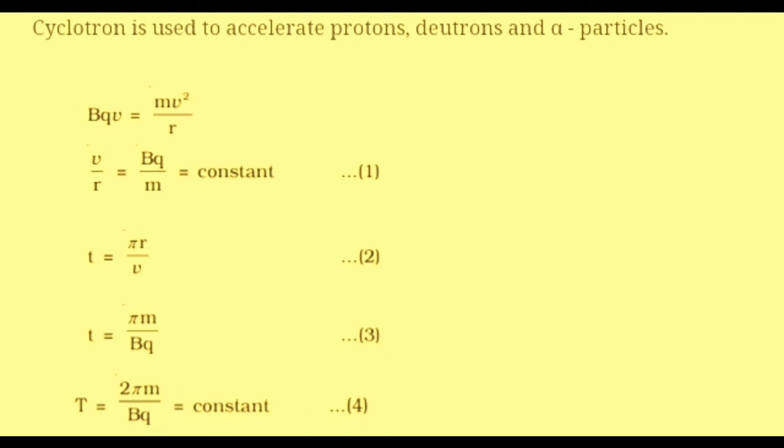Now we know the time taken is given by pi r by v. Now pi r is the distance and v is the speed. So simply putting the value of v by r, which we have got in equation number 1, but here it is just in the reciprocal form, like r by v in the equation number 2. So putting the value from the equation number 1 of r by v in equation number 2, we will get t is equal to pi m by Bq.